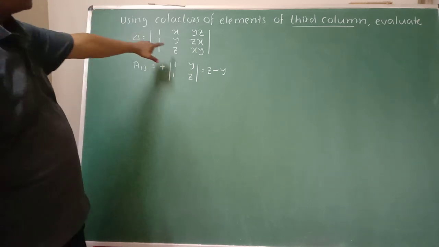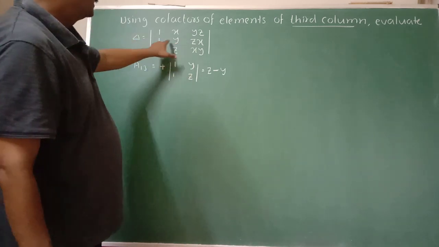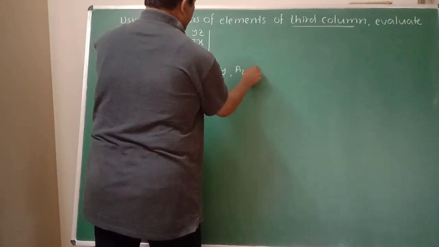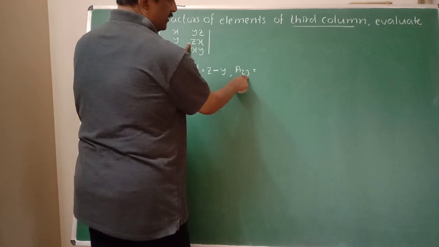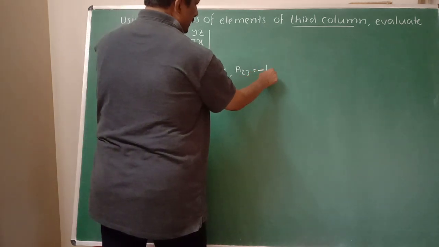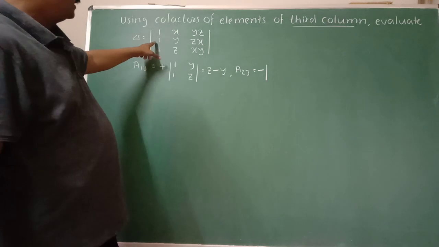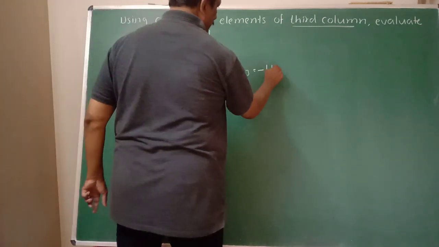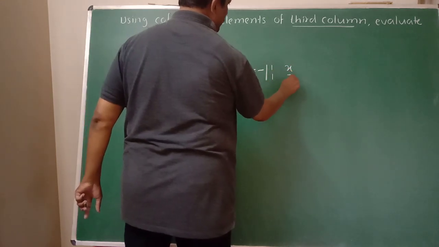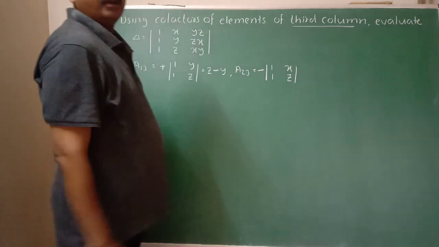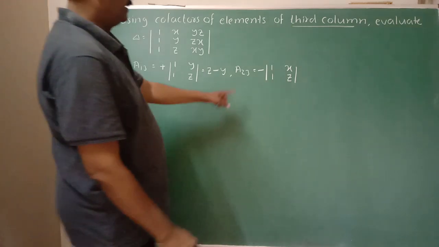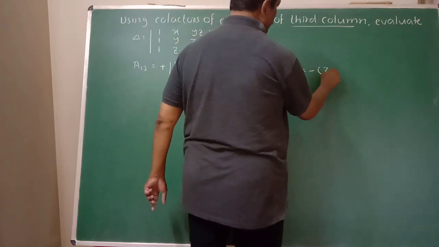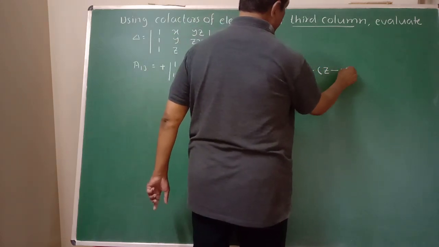Then find the cofactor of this element, which is in the second row, third column. A23: 2 plus 3 is 5, an odd number, so multiply by minus n. Deleting the second row and third column, we get the determinant 1 x, 1 z. Expanding, this equals minus of 1 into z becomes z, x into 1 becomes x.